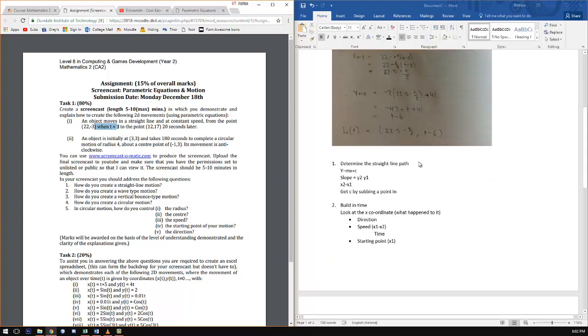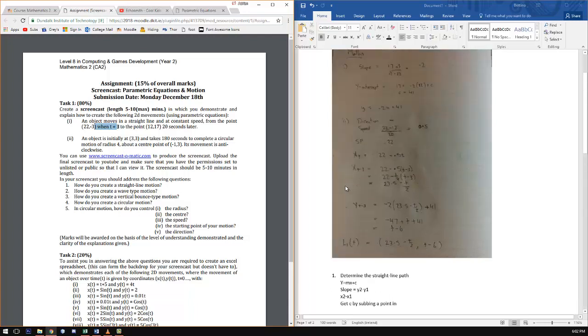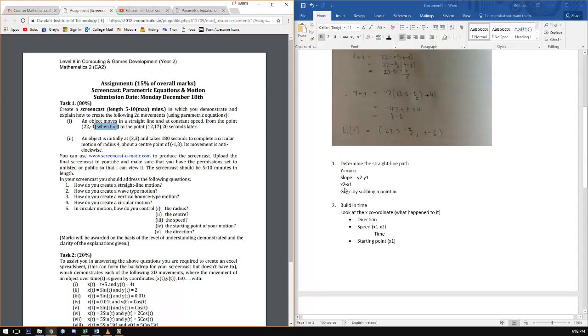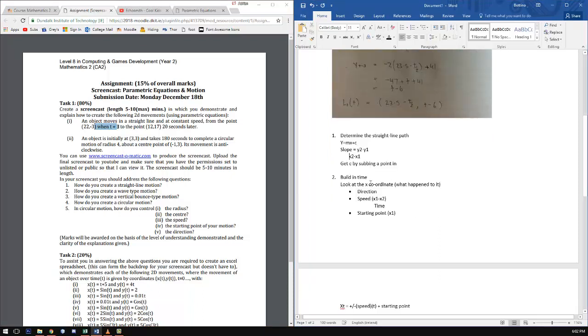So a recap: determine the straight line path. You get the equation, the slope, then the y-intercept, and then you build in time. You look at the x coordinate, you find the direction, the speed, and then the starting point.